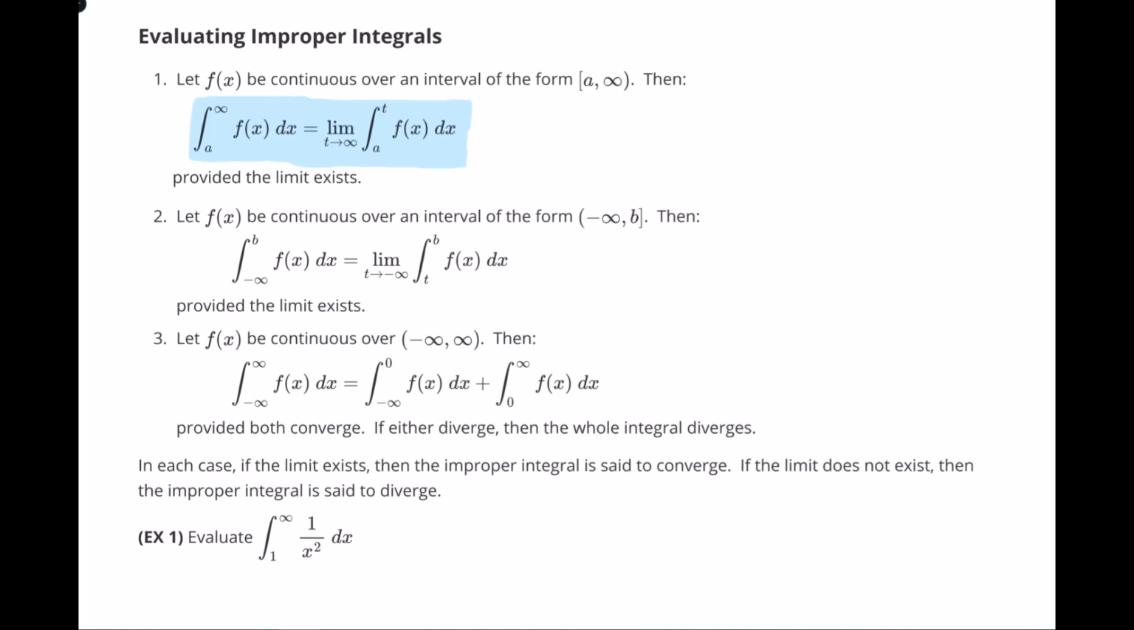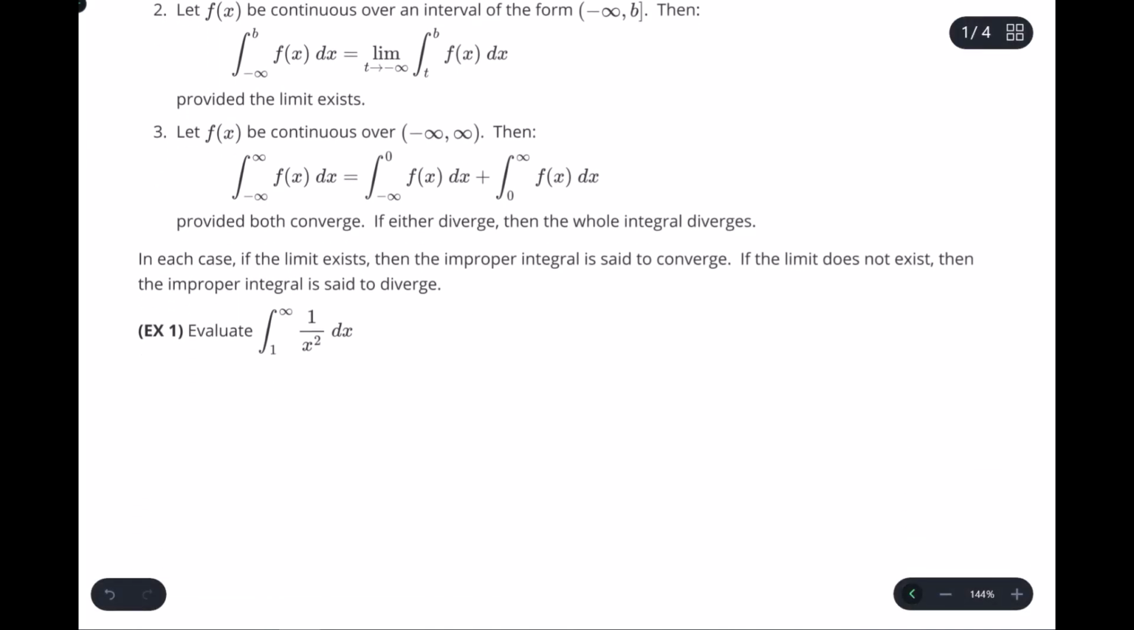In any of these cases, however, if the limit does exist, then we say that that improper integral converges, and converges to the limit value. If the limit does not exist, then the improper integral is said to diverge. So let's take a look at evaluating one of these and really see and understand what's happening.